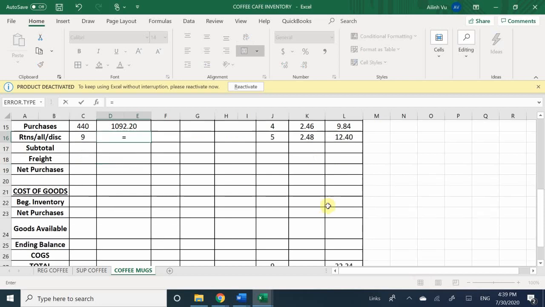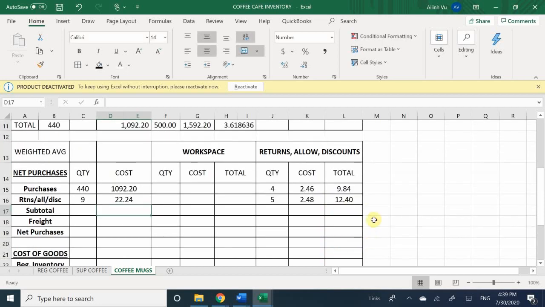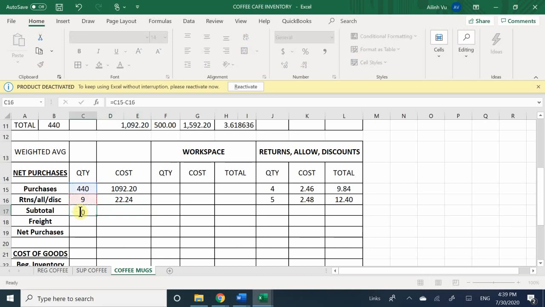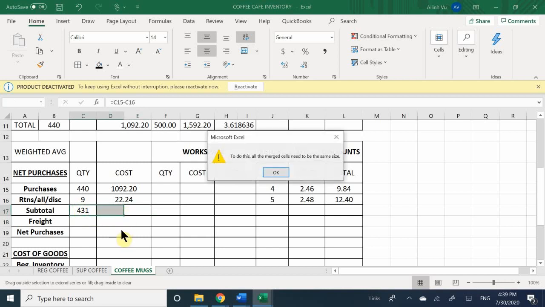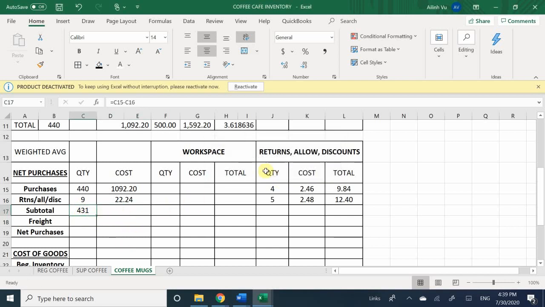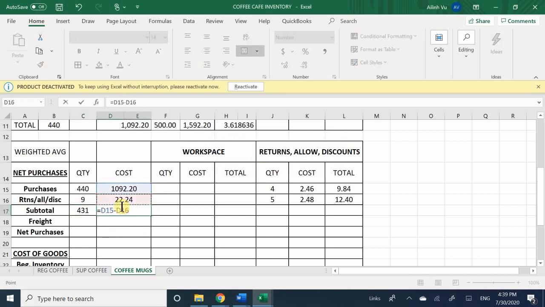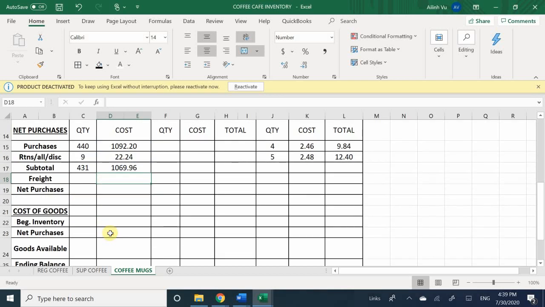And I got 431. Yes, so then go ahead and find out what that subtotal is. 431. And then your new inventory balance equals what? 106,986.96. Yeah. Okay. 96. All right.